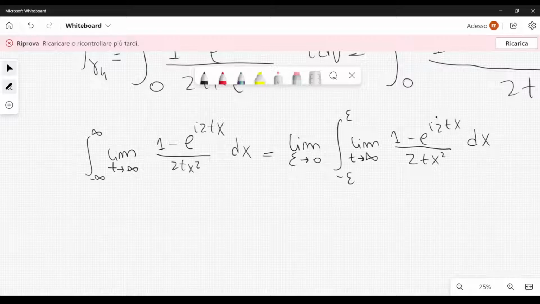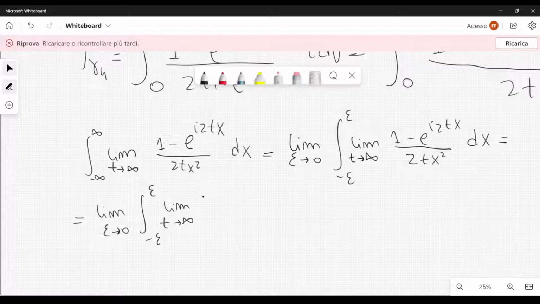And now we are going to use a Taylor series expansion. Actually I should call it Laurent series expansion of this complex exponential, which will coincide with the Taylor series, but in this case we also have imaginary numbers because we have the imaginary unit. So this can be rewritten as the limit as epsilon goes to 0 of the integral from minus epsilon to epsilon, limit as t goes to infinity. And then here we have 1 minus, we will replace the complex exponential with the first two terms of the expansion, which are 1 plus i 2tx. And then we have other terms, but these will be smaller and smaller as x goes to 0.